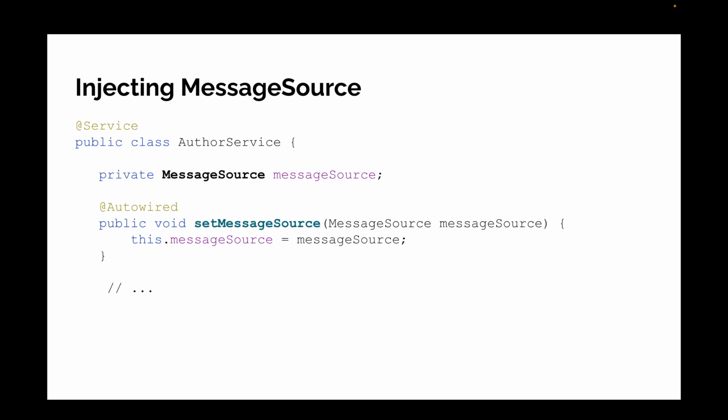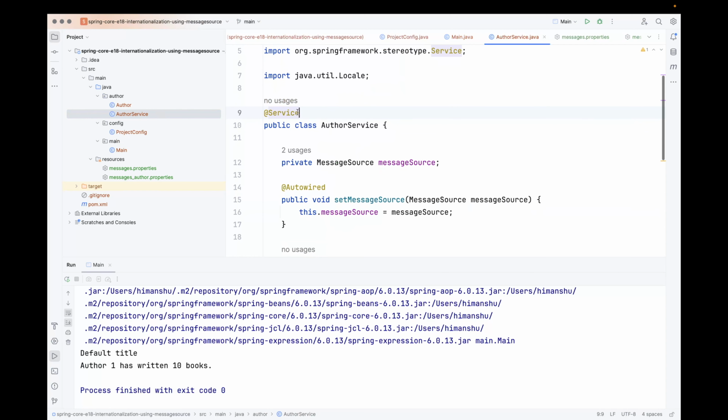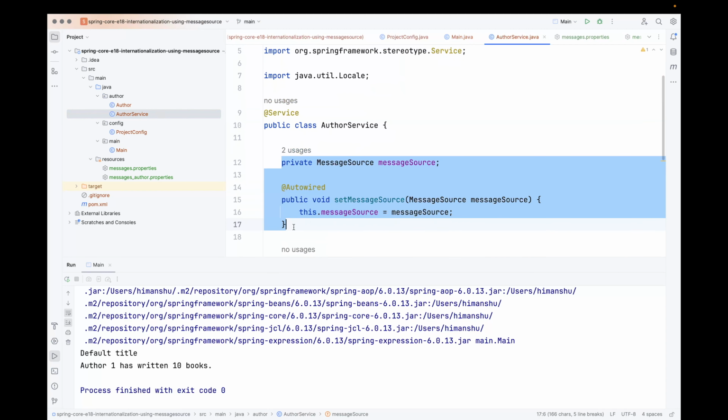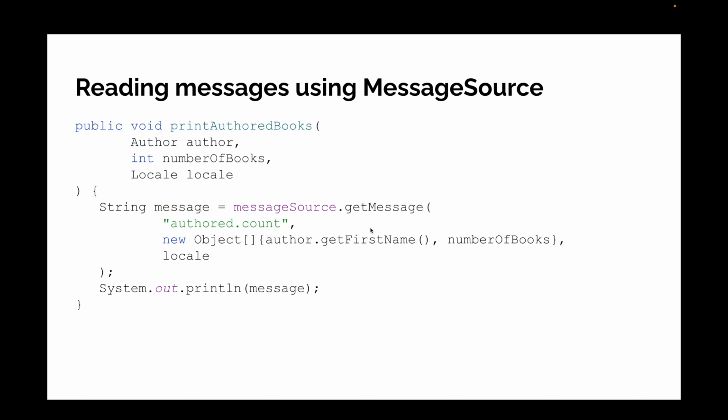It will work. I already created an AuthorService, and here I have annotated it with Service, and we are using setter injection to set the value of message source. We have already created a bean of message source in the ProjectConfig, so this will be injected. Now how do we read the message? It's similar, because context is also a message source. So we can read the message in the same way we read it from the context. Just use messageSource dot getMessage and provide the same arguments.